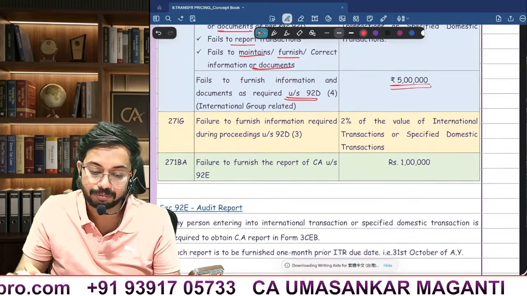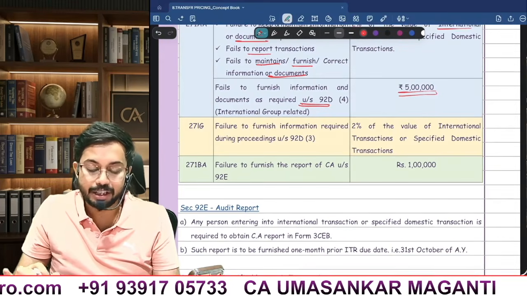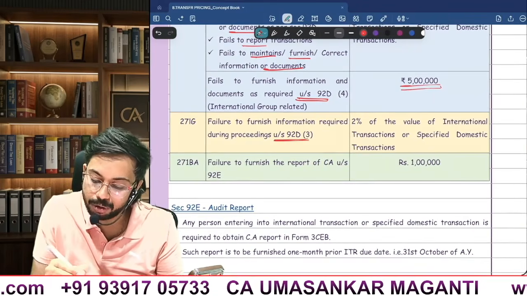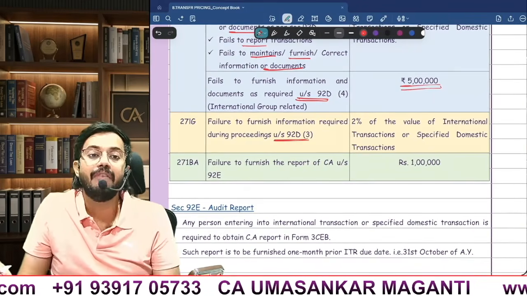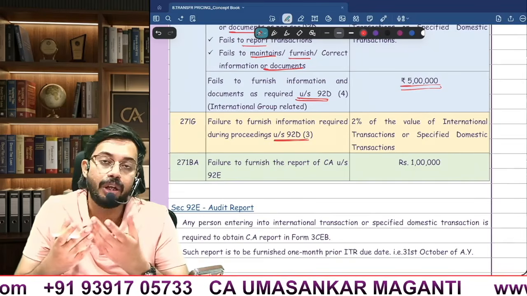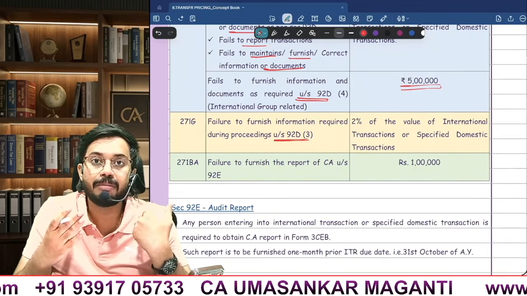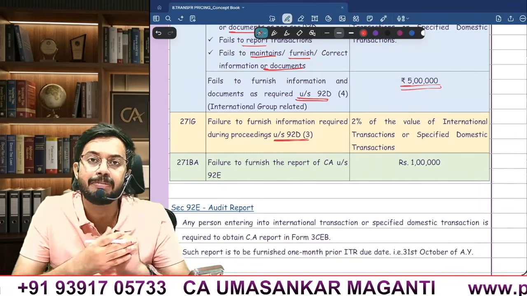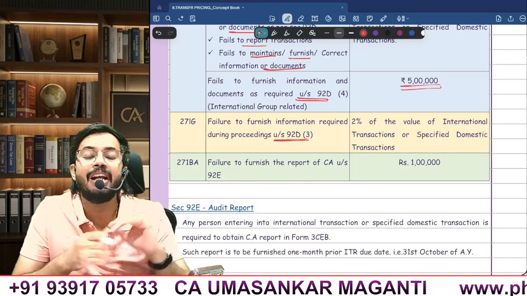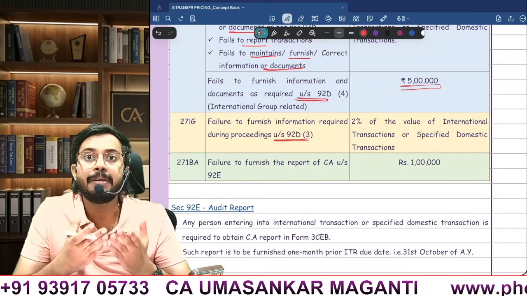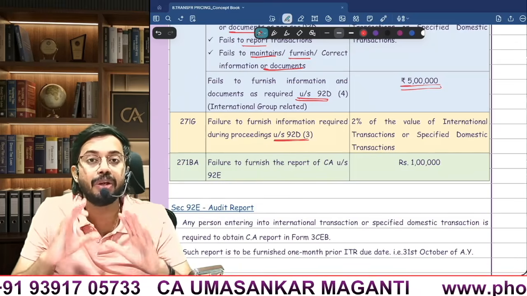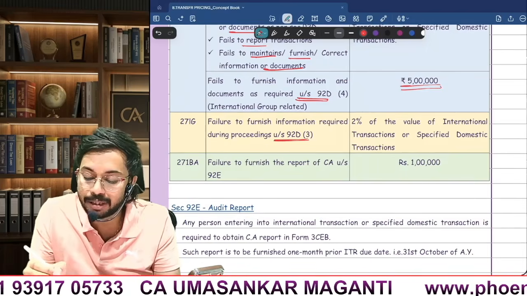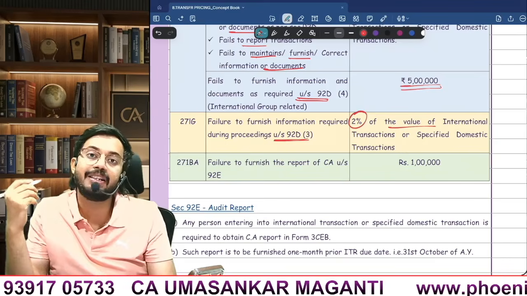Next, failure to furnish information required during the proceedings under section 92D(3). That means whenever proceedings are going on, whenever the department asks for information during the course of proceedings, meaning the assessing officer doing assessment, or the transfer pricing officer calculating arm's length price. Whenever the department asks information from you during the proceedings, you have to provide it. If you fail to provide the information, penalty is 2% of transaction value.